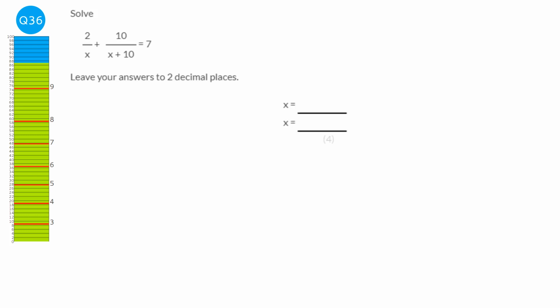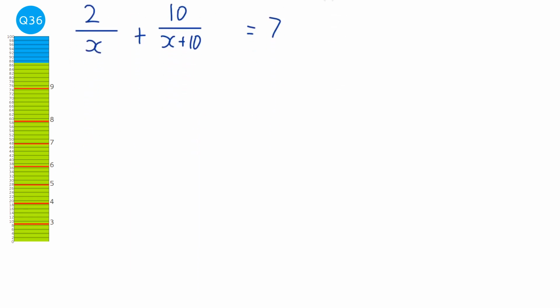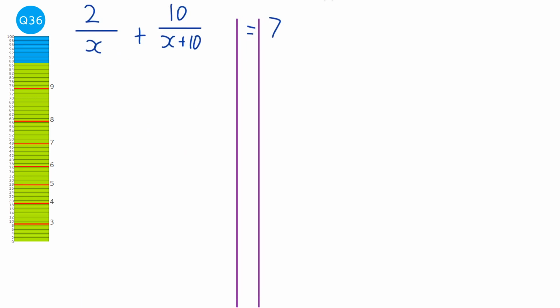As always with this type of question, we want to get rid of the fractions or brackets if we have any. Here we've got some fractions, so we're going to start by getting rid of them. I'm going to start by copying down the question, and I'm going to give plenty of space, because these kind of questions do get out of control quite quickly. And so we've got 2 over x plus 10 over x plus 10, and then we've got equals 7. So I'm just going to scroll down and give us lots and lots of space. Put my tram lines in for the equals.